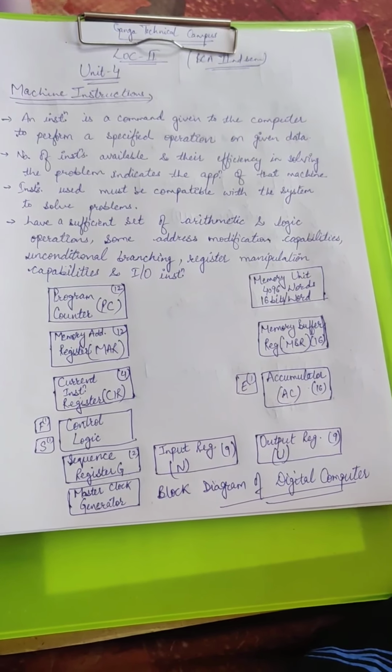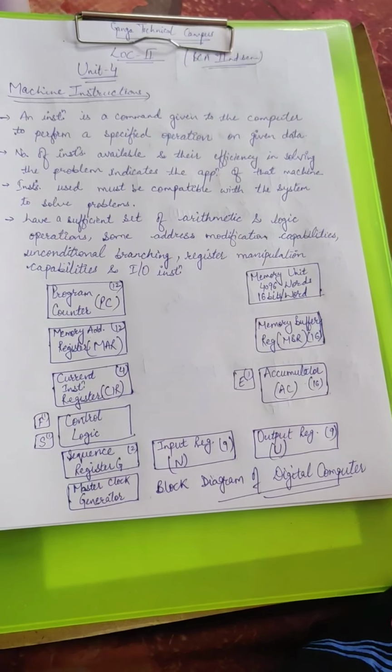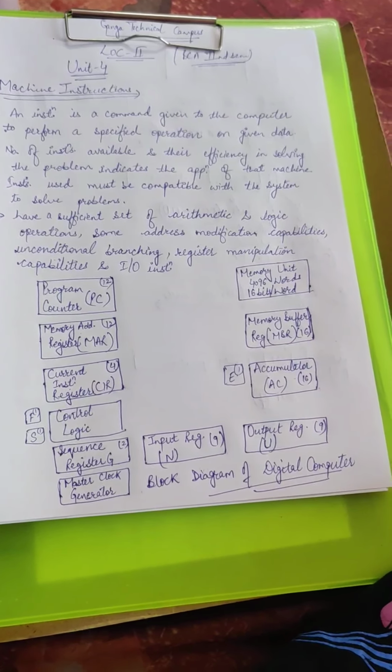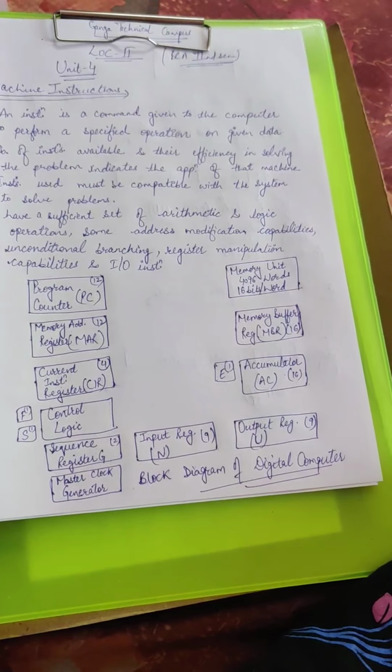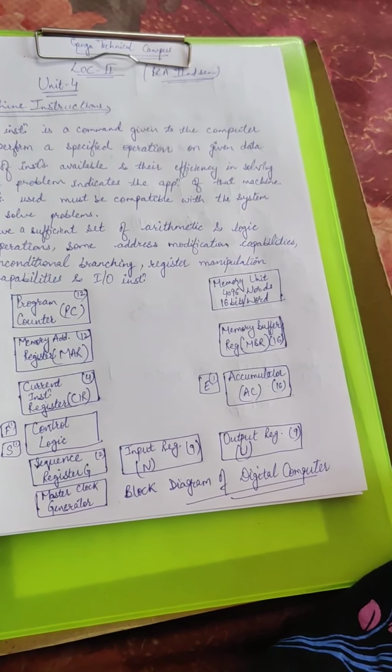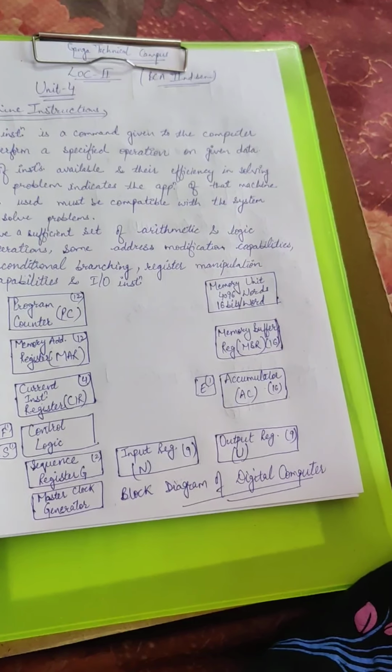We all know about instructions. What is an instruction? Instruction is basically a command which is given to a computer to perform a particular operation on that given data.